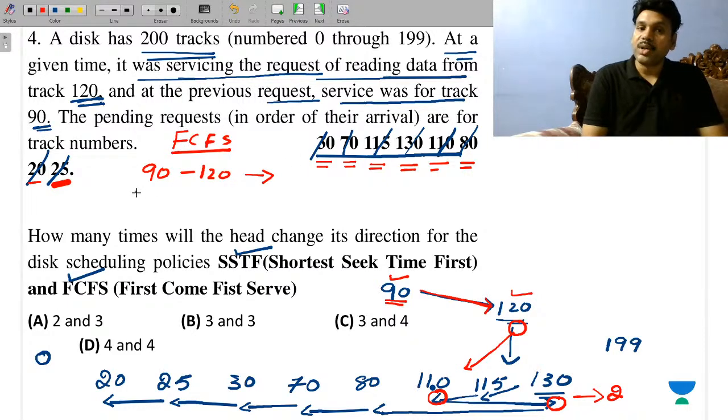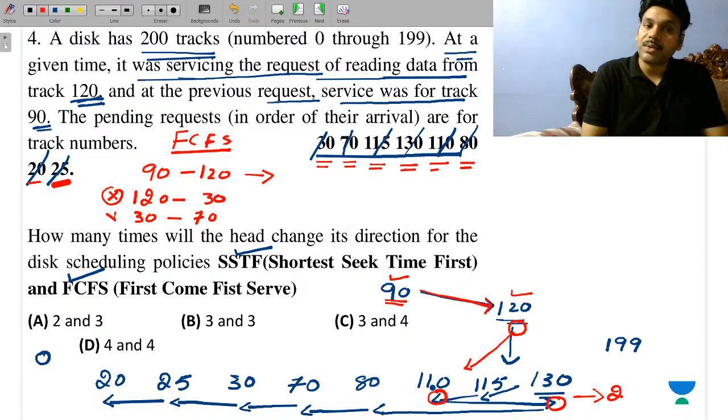And from 120 we are satisfying the first request, 30. So the head got changed. This is the first change. From 120 it is coming in the lower direction. Then after that, from 30 we are going to 70. So we are leaving from the lower track to a higher one.